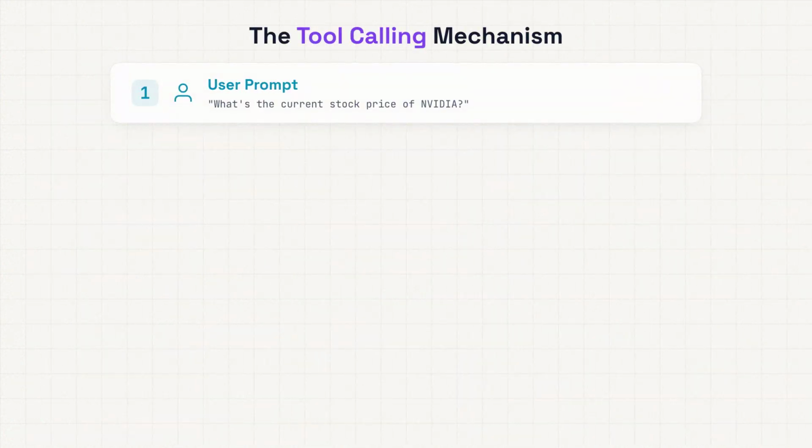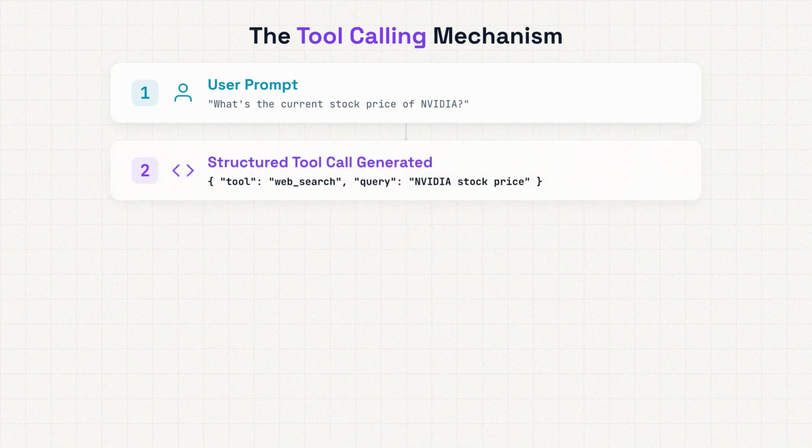Now let's look at how tool calling actually works under the hood. This is the mechanism that makes it all possible. A user asks, "What's the current stock price of NVIDIA?" The LLM reads this and makes a critical decision. Instead of hallucinating a number, it recognizes, "I need real-time data. I should use a tool." So it generates a structured tool call. Think of it like a JSON object. It specifies which tool to use, in this case, web search, and what parameters to pass.